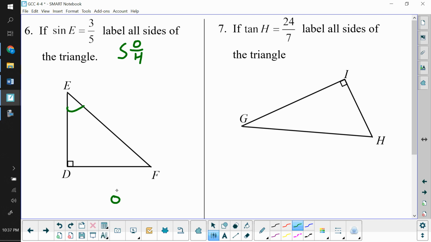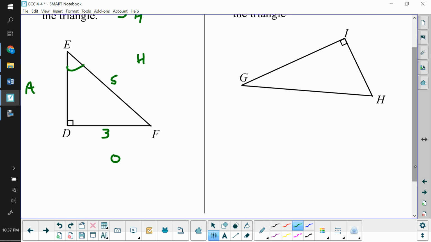Well, here's our O, because it's straight across. Here's our A, because it's next to, but not the hypotenuse, and here's our H. If they said sine is 3/5, that means it's our O over our H. So we can label the O side, the opposite side from E, 3, and we can label the H side 5. But we're still missing one side.